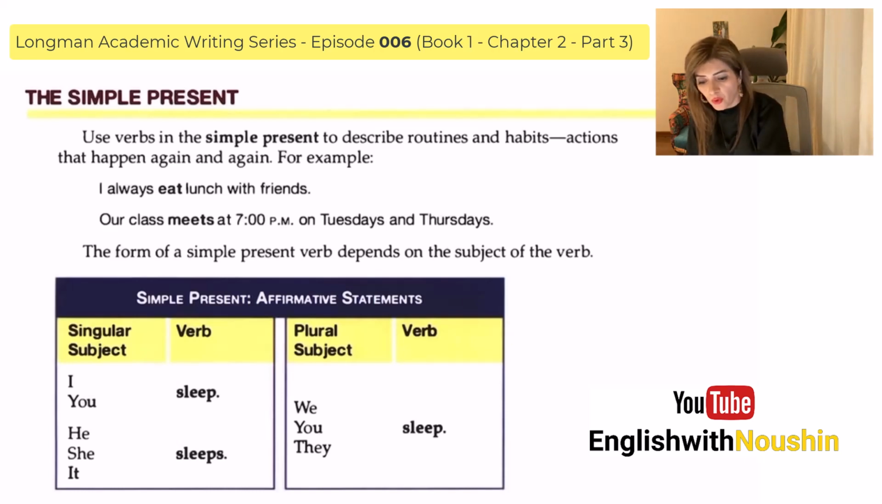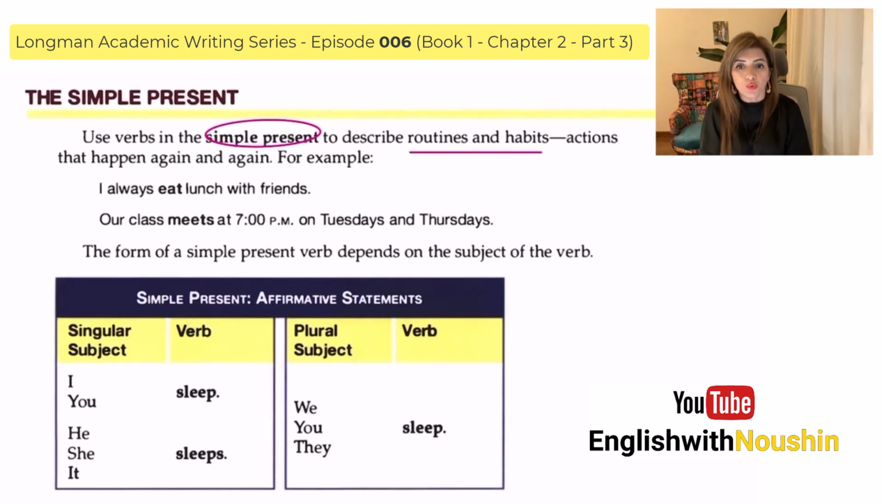What do we use it for? We use the simple present to describe routines or habits. So, a routine is something that is your normal activity. Like you wake up every day at a certain time, every day you have breakfast, every day you have lunch. So this is your routine, something that happens, let's say, again and again.